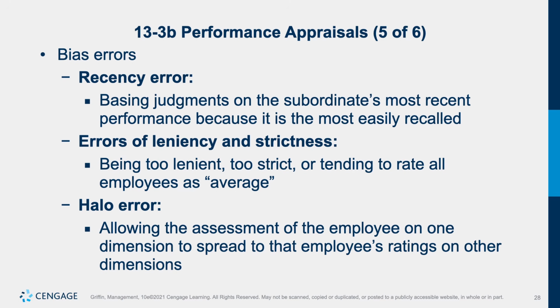These errors are done by managers who appraise performance. Now, there's something called recency error. Recency error is when the manager is basing their judgment on the subordinate's most recent performance because it is the most easily recalled. So you find out that an employee who was doing very, very well from the beginning of the year till maybe shortly before the appraisal period, now probably has a decline in performance.